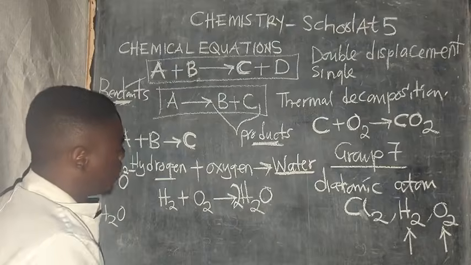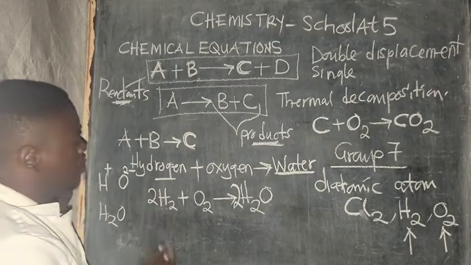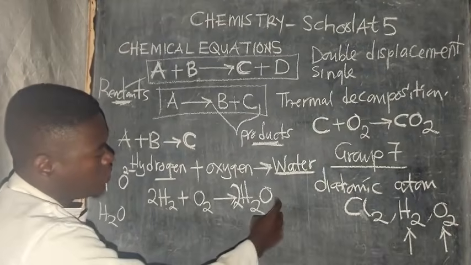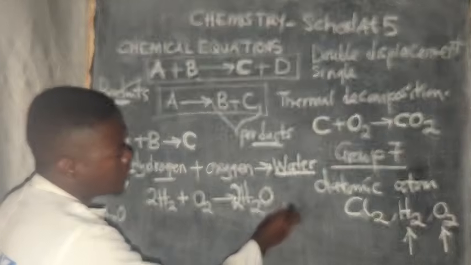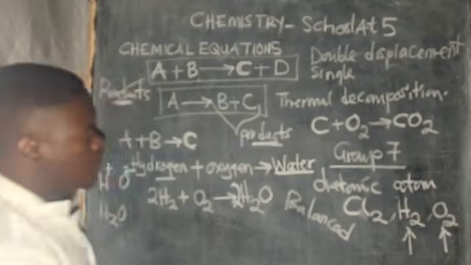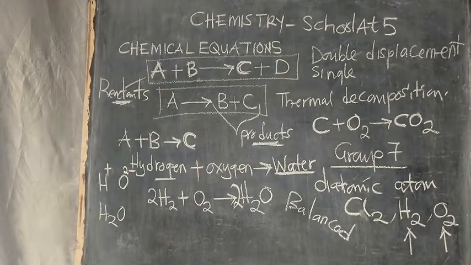So what I'm going to do is put a 2 here so that hydrogen can become 4 and oxygen 2. Even there, oxygen 2, hydrogen 4. So meaning that this equation is now balanced. So this is how we get to form chemical equations. These are important parts that you need to get and understand whenever we are talking about chemical equations. I want you to understand this very well.